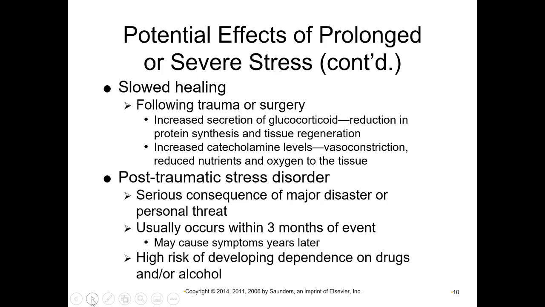Post-traumatic stress disorder. We hear a lot about this right now, especially related to soldiers, related to people who have been in bombings or shootings, things like that. It is a very serious consequence of any major disaster or personal threat. It can occur within 3 months of the event and cause symptoms even years after that. Now, a person with PTSD has a higher risk of developing drug or alcohol dependence, and we've seen that quite a bit.